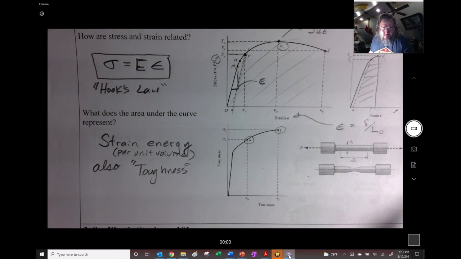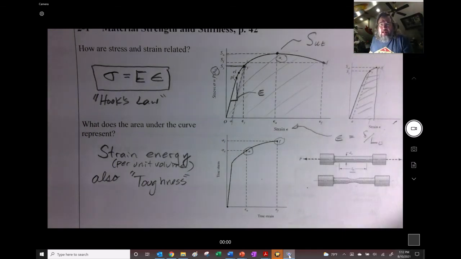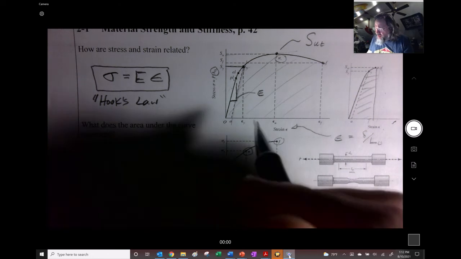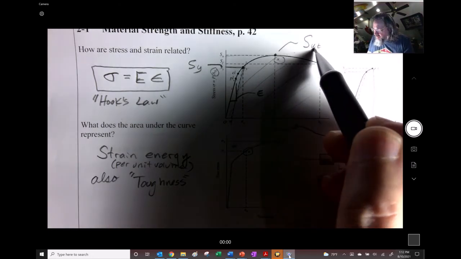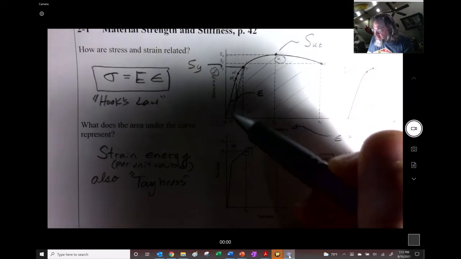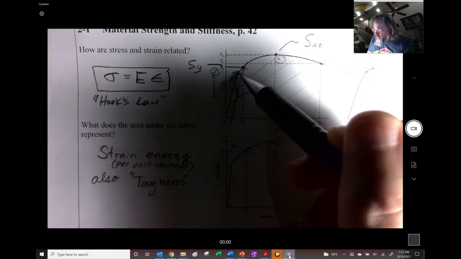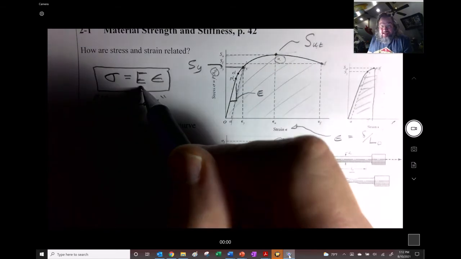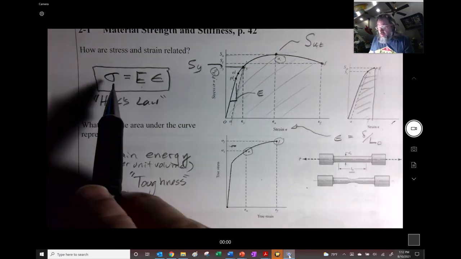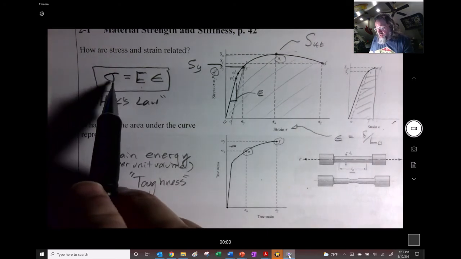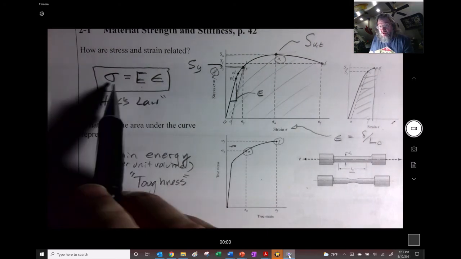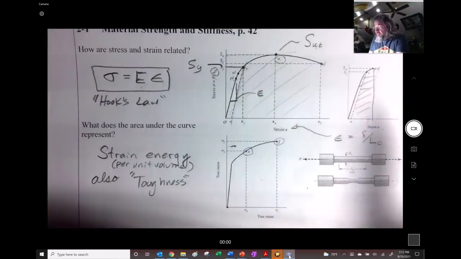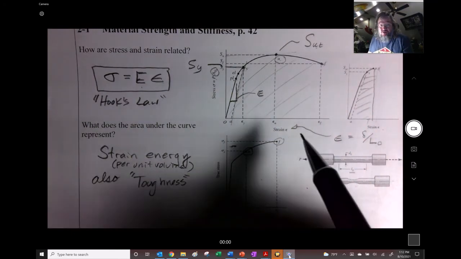I think that's enough of a review. There's a lot of other things that we could gather from this that we might want to know, but the really important things for us are this yield strength, this ultimate strength, and that we have this linear relationship, E, the Young's modulus, that relates stress to strain. They're tied to each other by a material property.